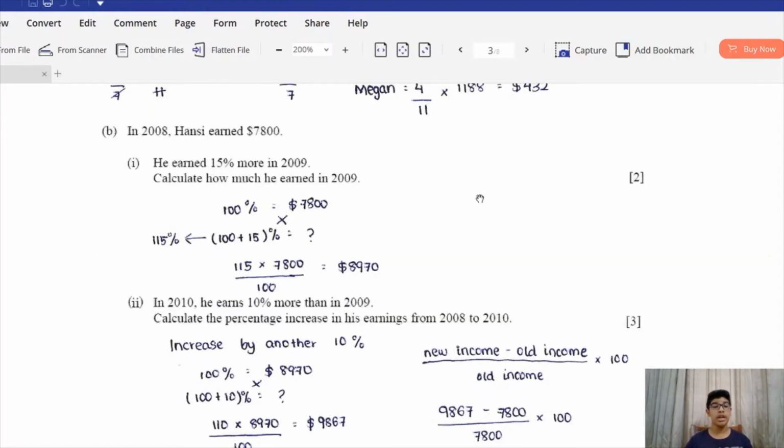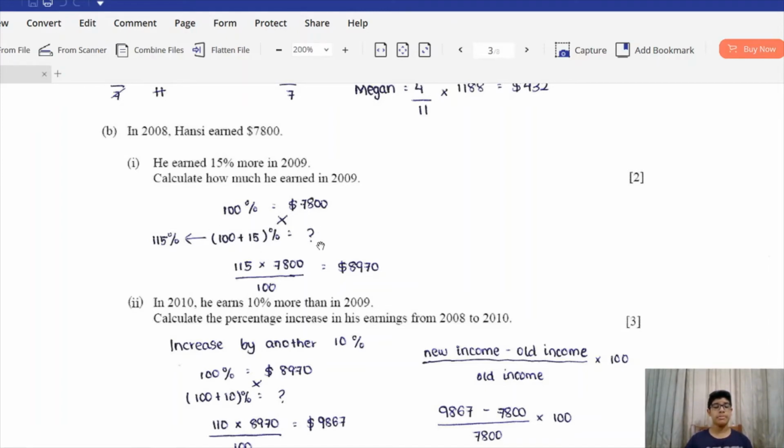Part B, in 2008, Hansi earned $7,800. Part 1: he earned 15% more in 2009. Calculate how much he earned in 2009. So if 100%, meaning the actual amount, is $7,800, what will the amount be with an extra 15% added? So basically 100 plus 15% is what?